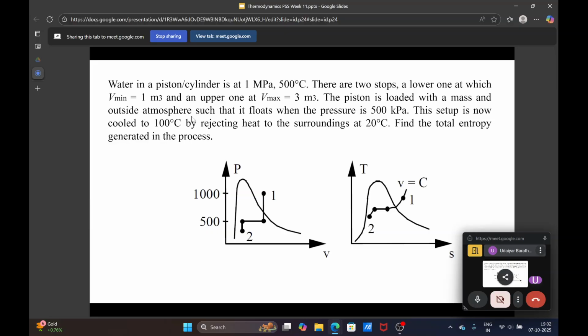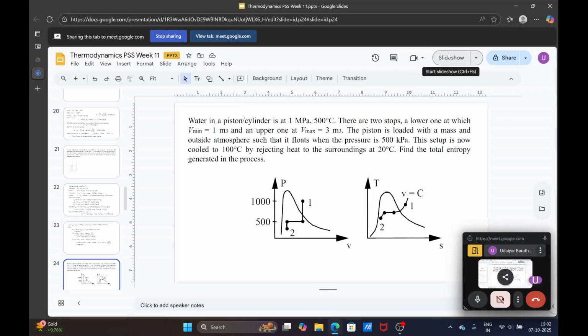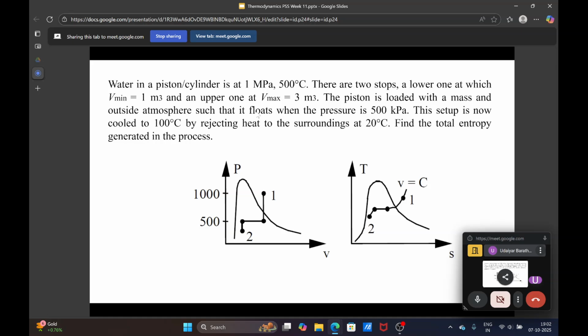So next question, we have water in a piston cylinder at 1 megapascal and 500 degrees Celsius. There are two stops, a lower one at which V minimum is 1 meter cube and an upper one at V max of 3 meter cube. The piston is loaded with a mass and outside atmosphere such that it floats when the pressure is 500 kilopascal. The setup is now cooled to 100 degrees Celsius by rejecting heat to the surrounding at 20 degrees Celsius. Find the total entropy generated in the process.